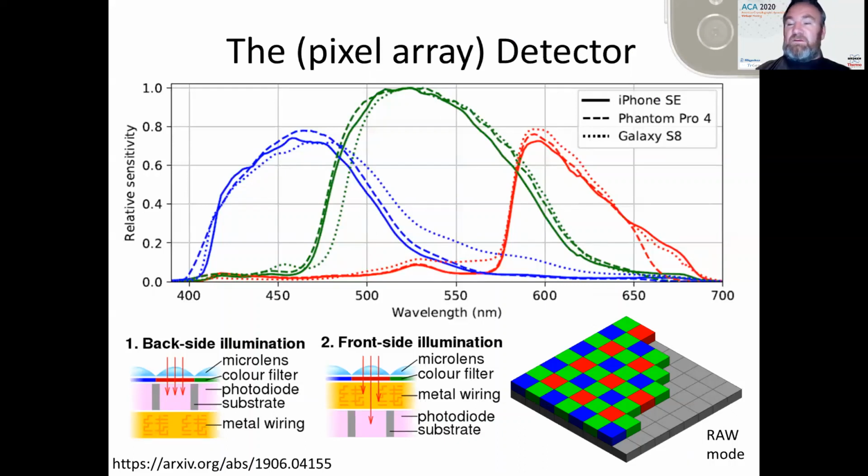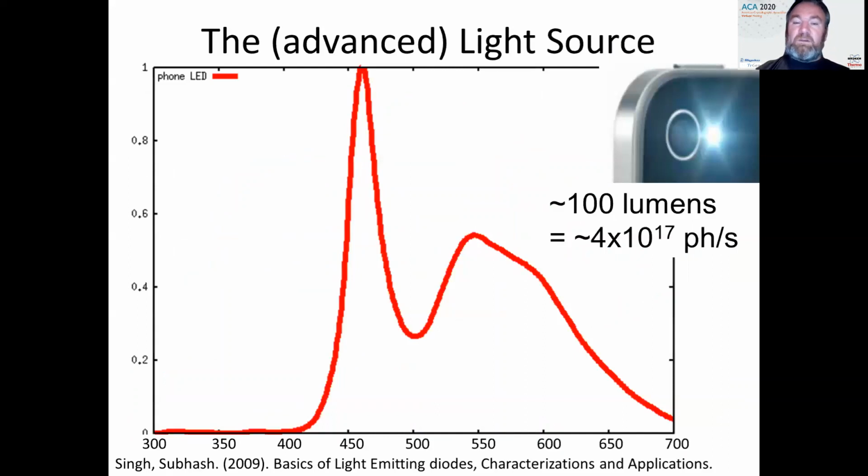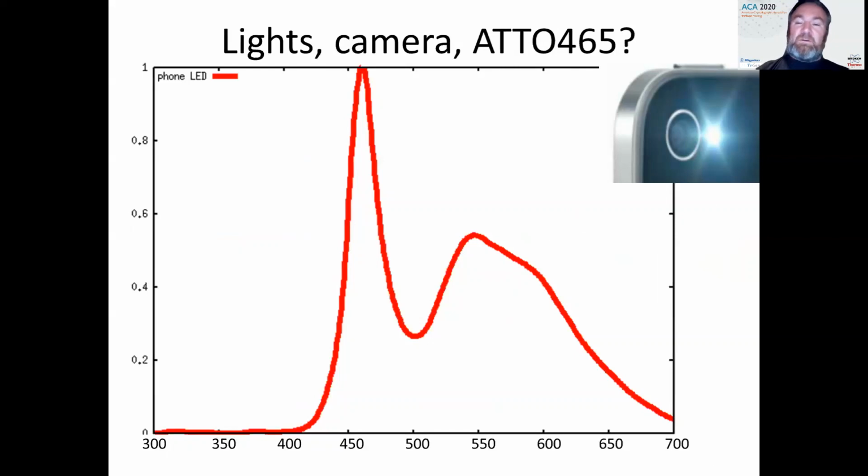But this is basically taking advantage of an old trick in X-ray crystallography: if you want to get much higher detected quantum efficiency, all you need to do is throw away your point spread function. So this is the spectrum that comes out of the LED on your average person's phone. And these things are incredibly bright. It's about 4 times 10 to the 17 photons per second. That's impressive. And so there's actually quite a lot of light to throw away, potentially.